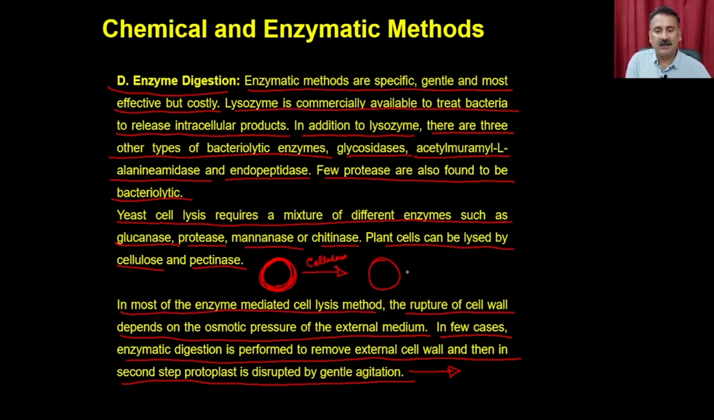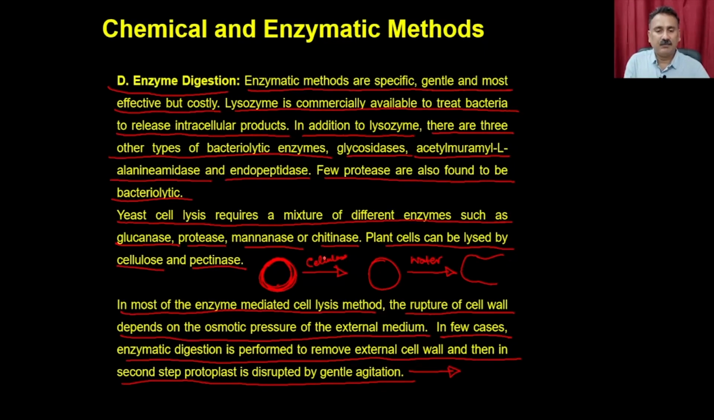Now this cell is sensitive to osmotic damage. So what you can do is add water, and it is going to break open the cell. Because as I told you, plants are not sensitive to osmotic damage, but that is only because there is a cell wall present, right? But if you treat it with the cellulase enzyme or pectinase enzyme, it is going to remove the cell wall, and that's how you're going to have the plant cell without cell wall. And then if you add water, it is going to be susceptible to osmotic lysis, and that's how you are able to release the content of the cell.